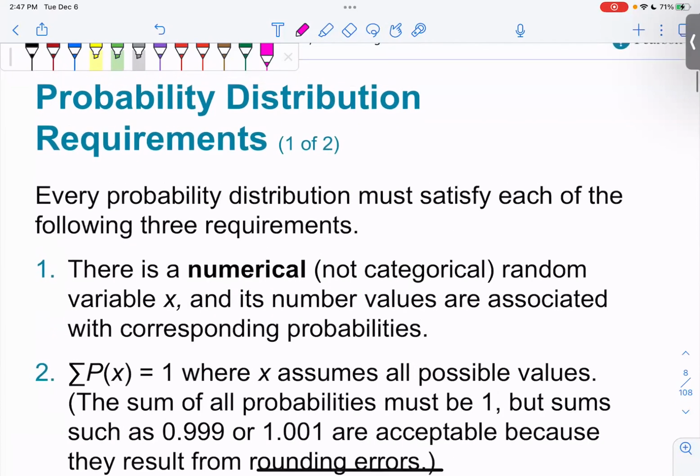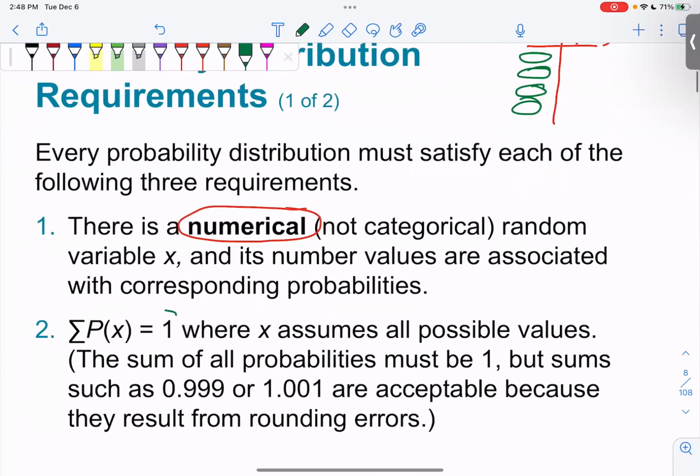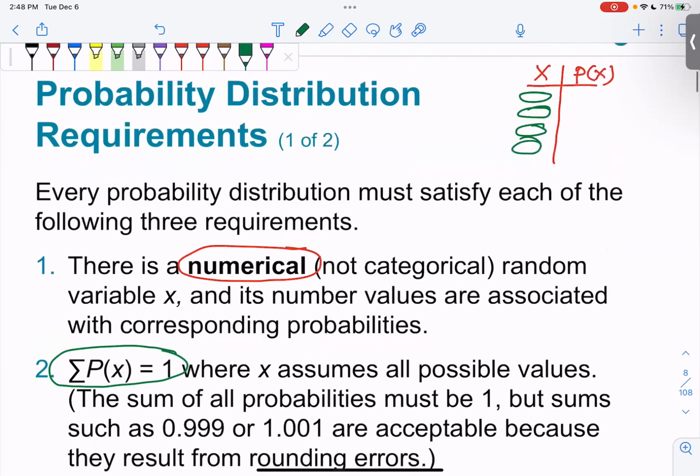Okay, now what are the requirements for a probability distribution? This is important. We have three requirements. One, it must be numerical, which is from the definition of random variable. So when we have x and probability of x, all those values must be numbers. The second one, the summation of all probabilities must be equal to 1.